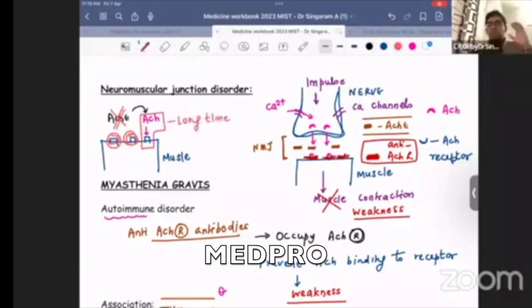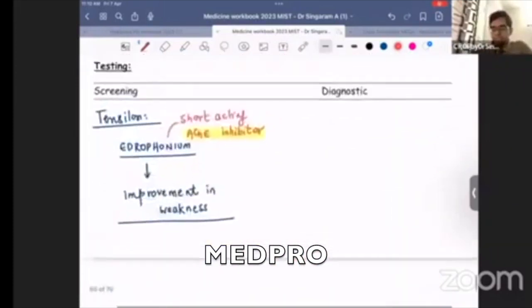Are you able to understand this? So, when acetylcholine acts on the receptor for a long period of time, it can cause improvement in the weakness of the muscle. That is how acetylcholine esterase inhibitors will be helpful in this particular condition. So that is why in the tensilon testing, after giving edrophonium, there is improvement in the weakness. I hope I am able to make you remember this particular concept.